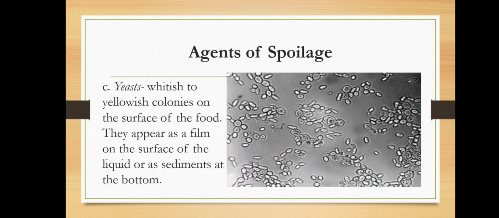Next is yeast. Yeasts are microorganisms that form whitish to yellowish colonies on the surface of food, often presenting as a film on liquids or as sediments at the bottom. Their presence can contribute to various fermentation processes in food, influencing taste, texture, and aroma.